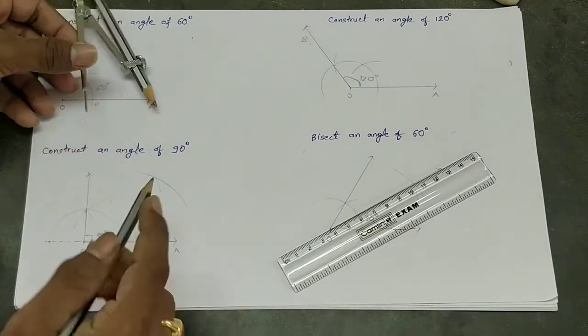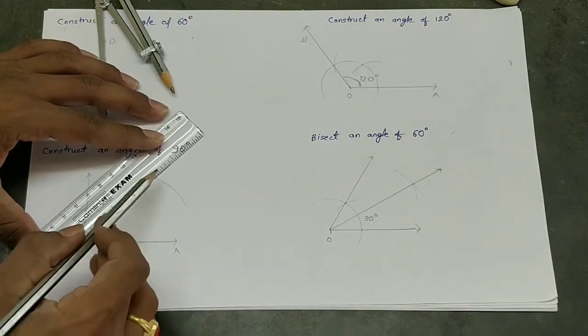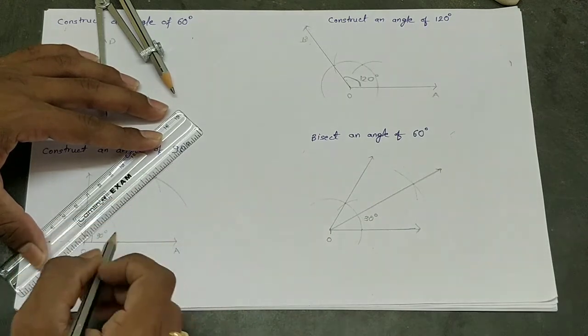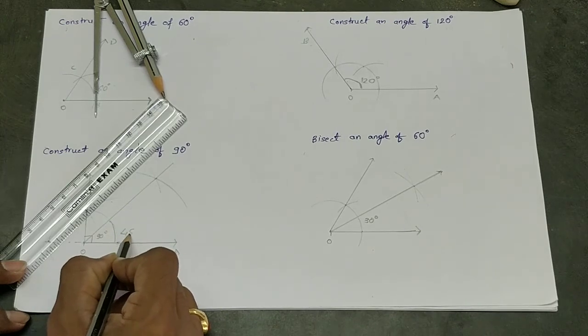Now I am getting a point of intersection over here. So if I draw a line passing through this intersection point, I'm going to get an angle of 45 degrees. So this is my angle of 45 degree.